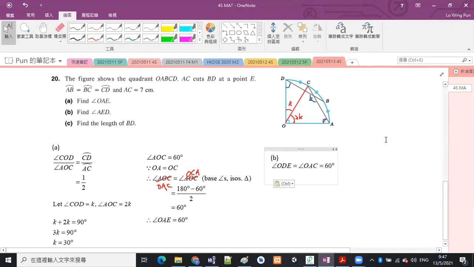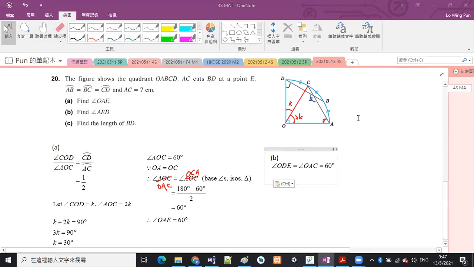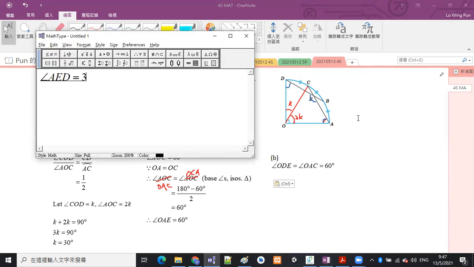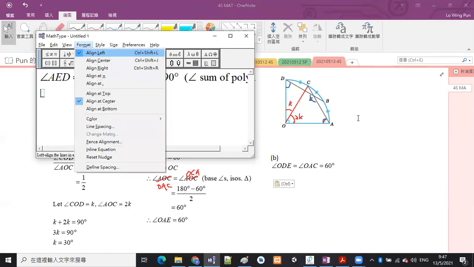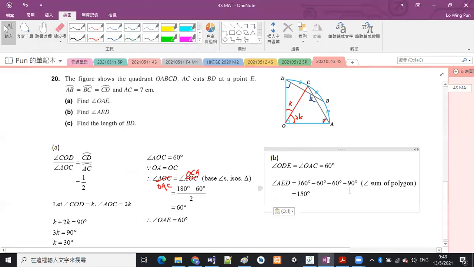Okay, and then we have angle AED is equal to 360 degrees minus 60 degrees minus 60 degrees minus 90 degrees. And this is angle sum of polygon. So the final answer will be equal to, it's 210 degrees. No. It's 150 degrees, I mean. Yes. Okay, so this is the answer of part B.